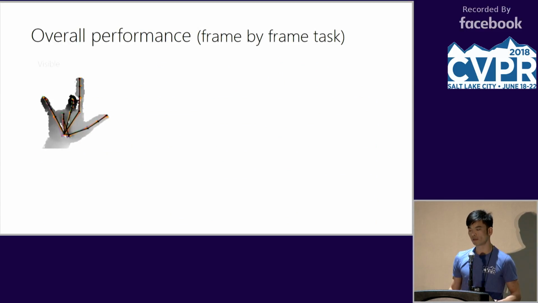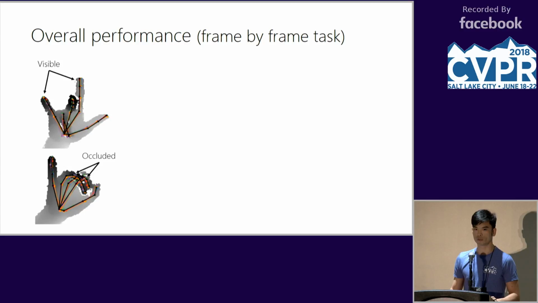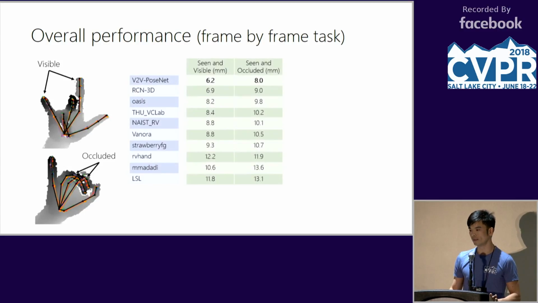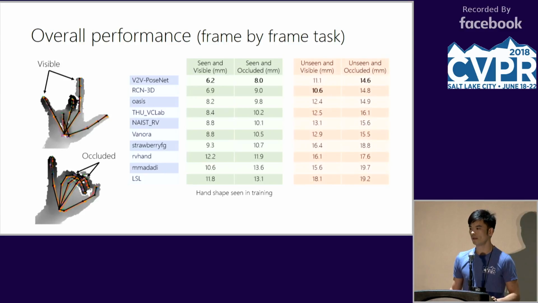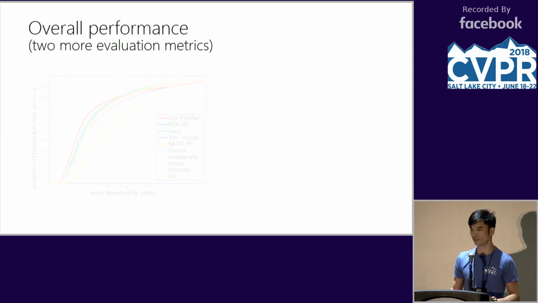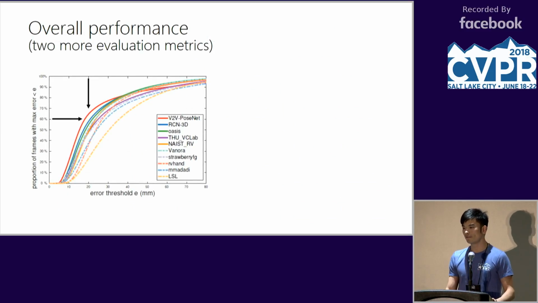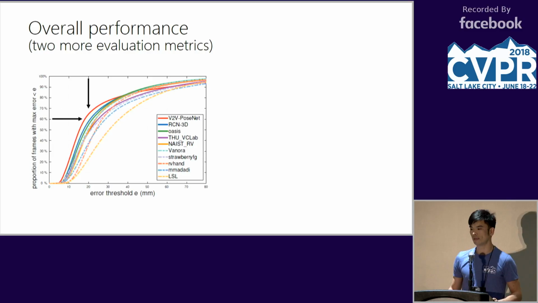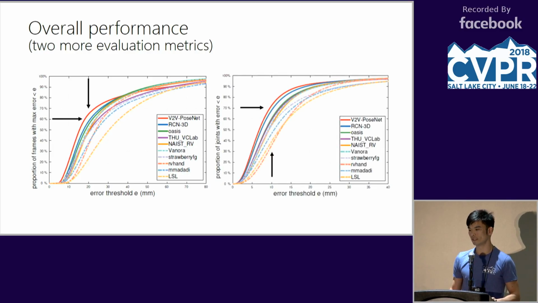Depending on the visibility of the joint and also whether the hand shape is in the training data or not, we divided it into 4 cases. The easiest one is a visible joint in the seen hand shape, and the most challenging is the occluded joint in the unseen hand shape. The overall performance is 60% of the maximum joint error within 20 millimeters and an average of 70% within 10 millimeter error.